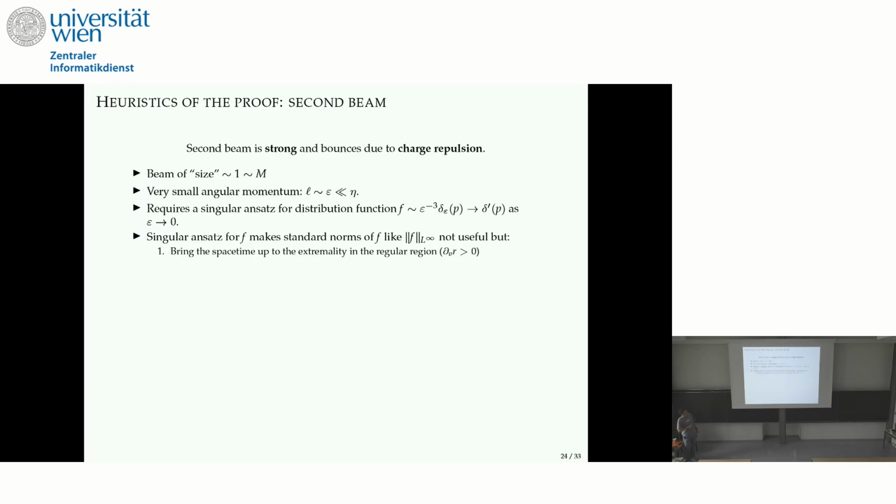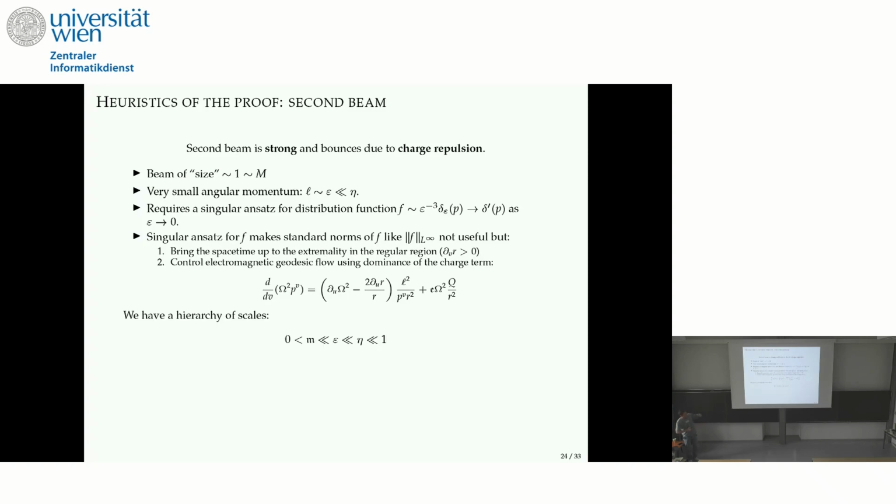However, this singular ansatz makes standard norms like the F infinity norm not useful, but it brings up the spacetimes to extremality in the regular region, and that is exactly the answer to Carsten's question. Actually, this all happens in the regular region, which is important for us. Moreover, if you look at the geodesic flow equation in certain coordinates, the UV coordinates, you see that if you make L very small for the geodesic flow, then you can completely cross out this part. So this is gone, and the change of the momentum is linear in this term. You know that Q is now lower bounded by the first beam by eta, and you exploit this to show that PV is growing linearly due to the repulsion of the charge. By going to very small angular momentum, you kill the part which comes from the geometry, where you don't have control.